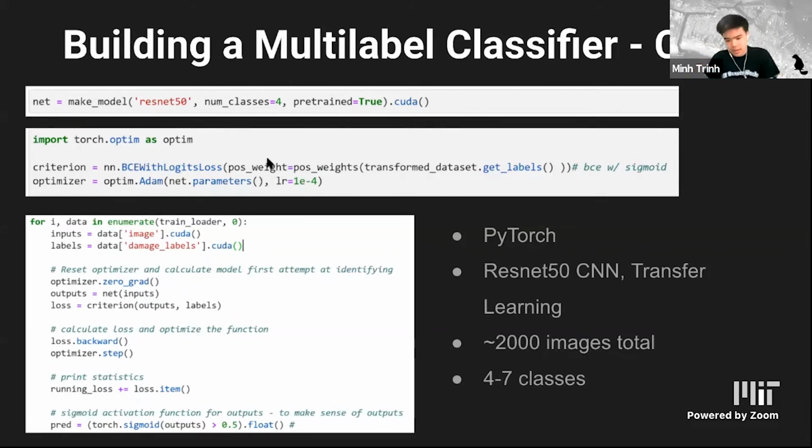Some more details: each of the models were trained on around 2,000 images total, each one having 4 to 7 classes.